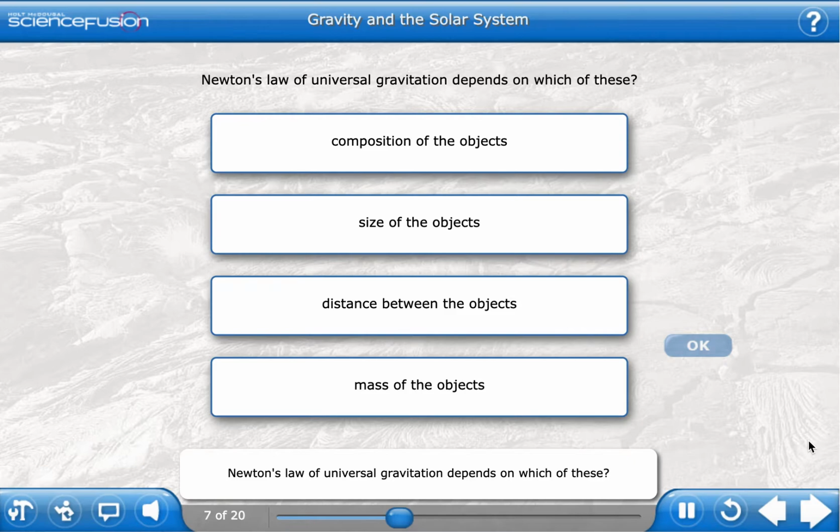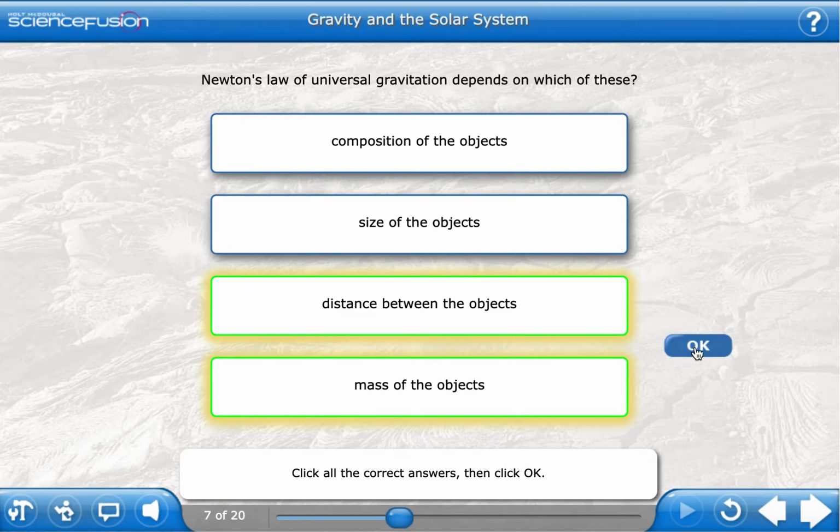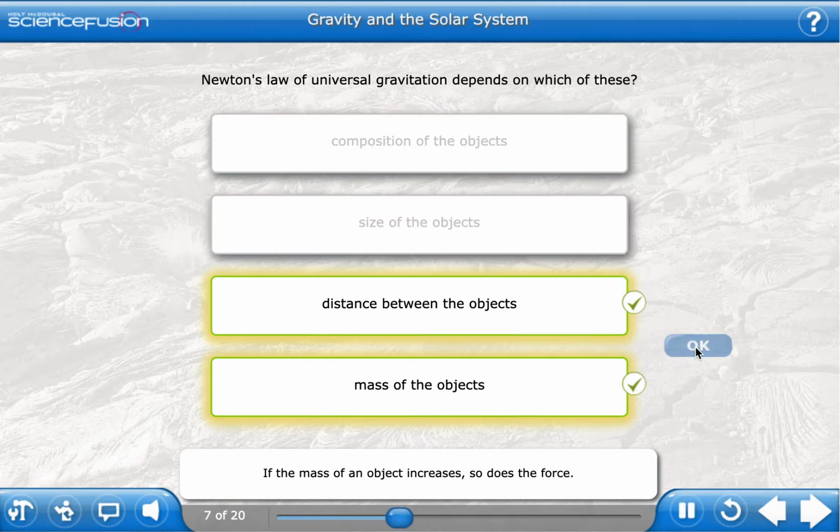Newton's law of universal gravitation depends on which of these? Click all the correct answers, then click OK. That's right. If the mass of an object increases, so does the force. If the distance between the objects increases, the force decreases.